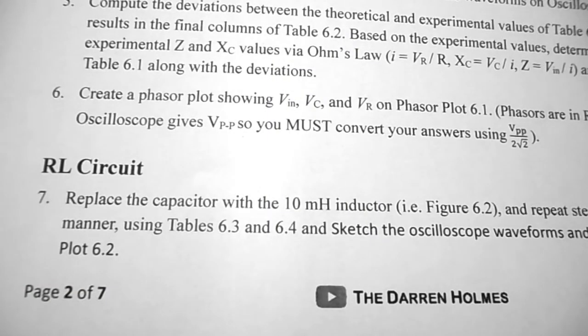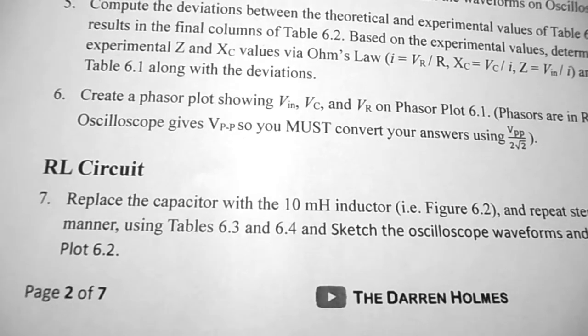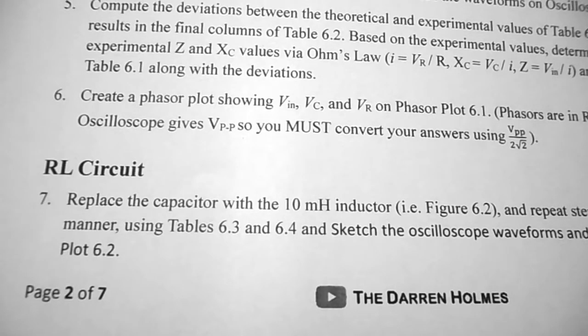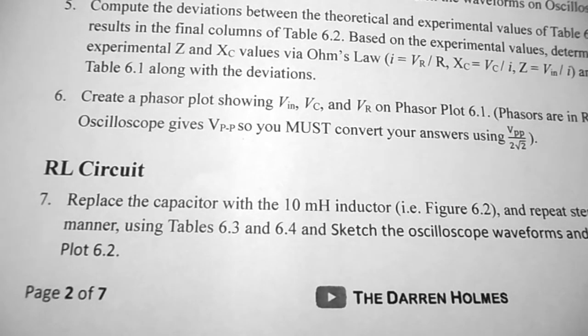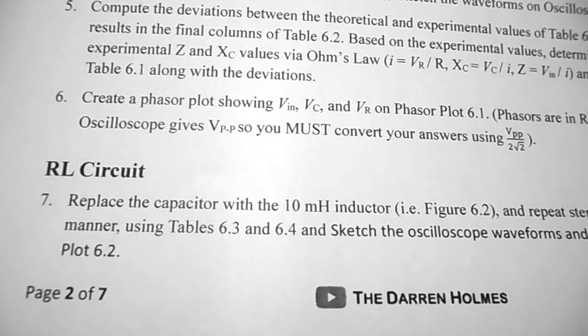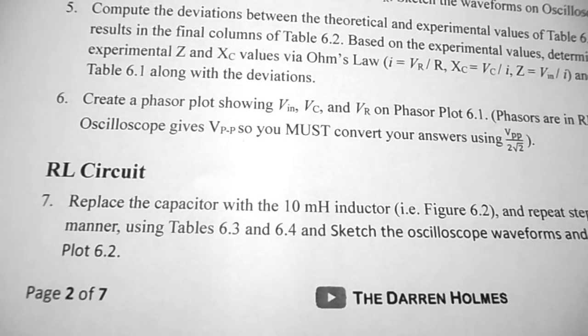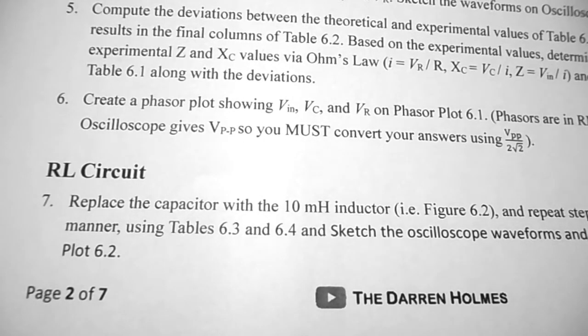So under procedure, step number 7, we're now working with the RL circuit. So we're to replace the capacitor with the 10 millihenry inductor, and we're now using figure 6.2, where R is in series with L. We're to repeat steps 1 through 6 in a like manner, using tables 6.3 and 6.4, and sketch the oscilloscope waveforms and phasor diagrams on plot 6.2.